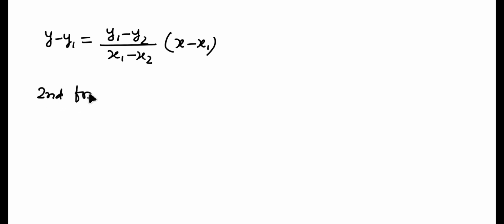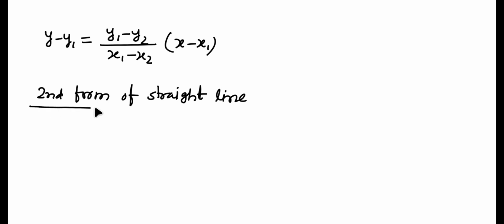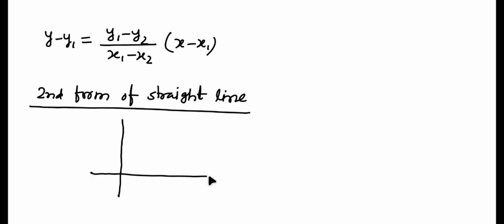Second form of a straight line. In this form, you will be given the y-intercept and the slope. I mean, here suppose it is the y-axis and here it is the x-axis, and there will be a straight line like this.